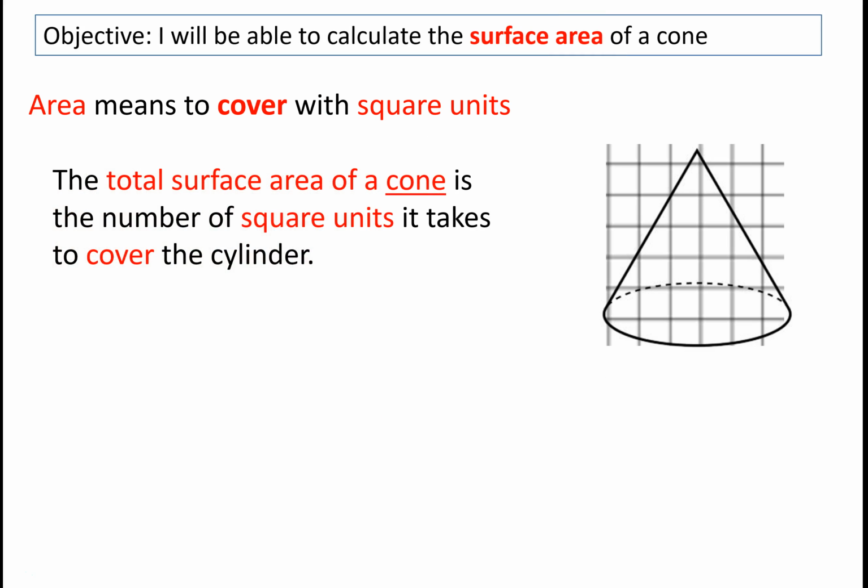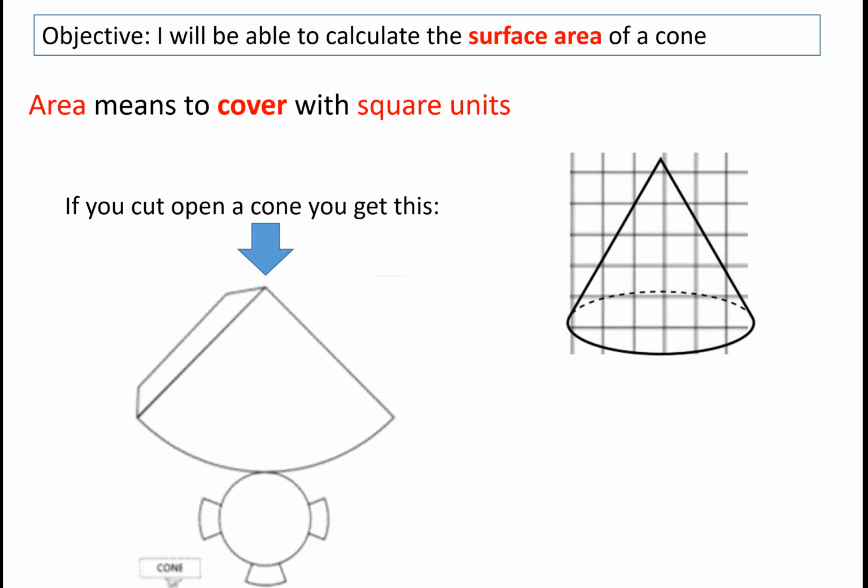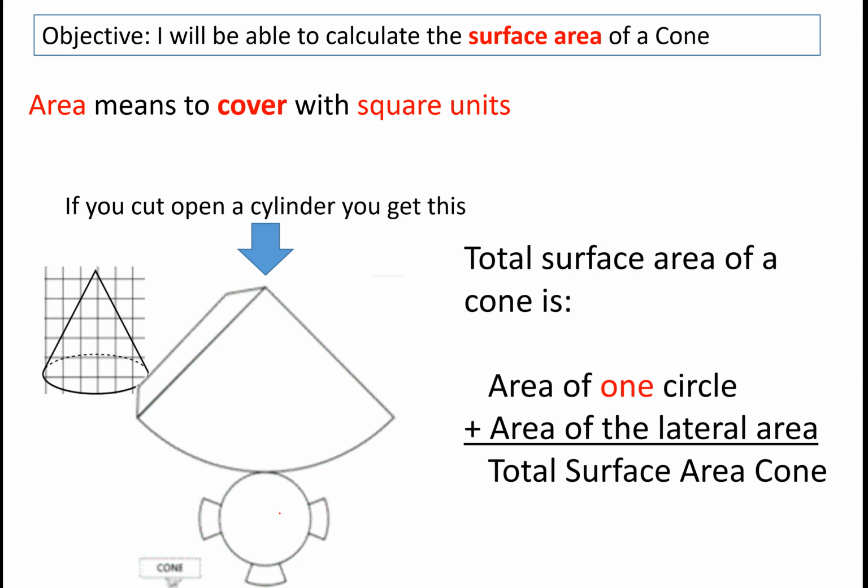All right, so total surface area of a cone is the number of square units it takes to cover the cone. All right, we're covering a cone. So when you open up a cone, this is called the net of a cone, N-E-T. And it looks like this. You have this area here, and you have a circle at the bottom.